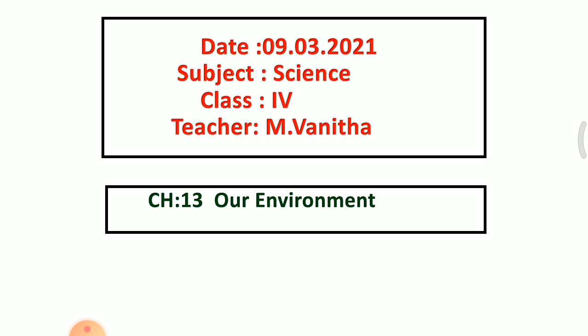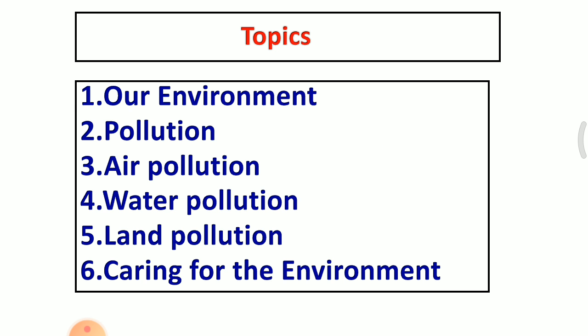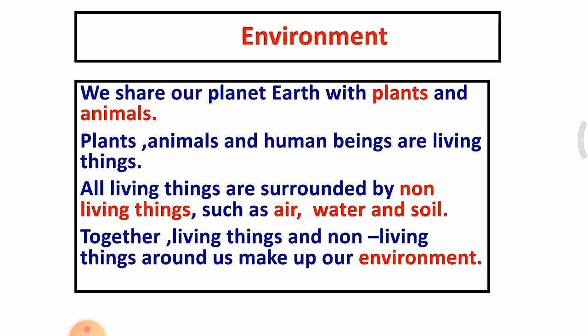Today, we are going to see the subject Science and Class 4, Chapter number 13, Our Environment. Topics: Our environment, pollution. Under pollution, we are going to see what is meant by air pollution, water pollution, land pollution, caring for the environment.